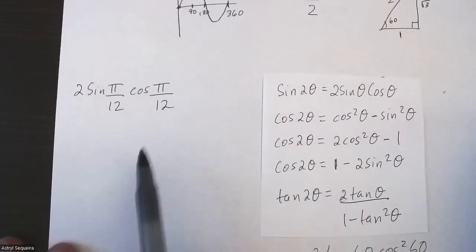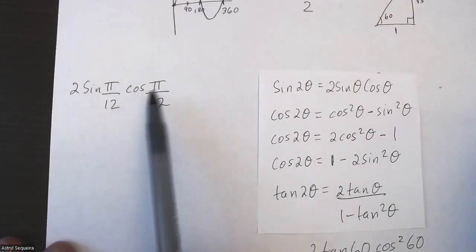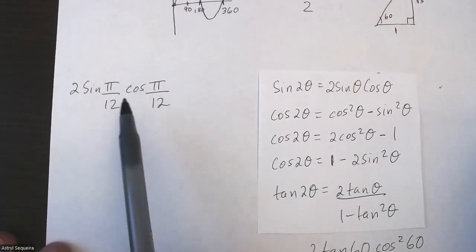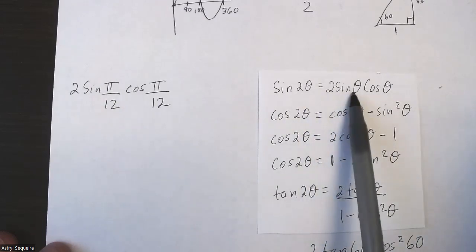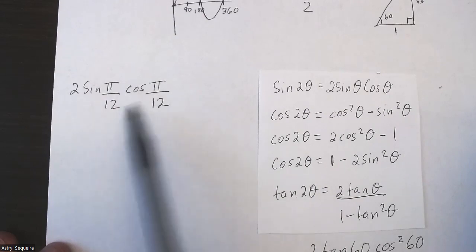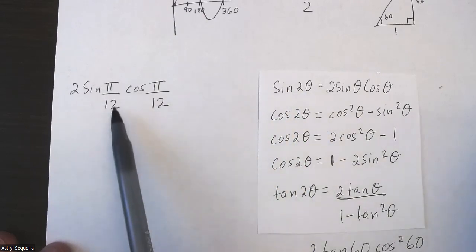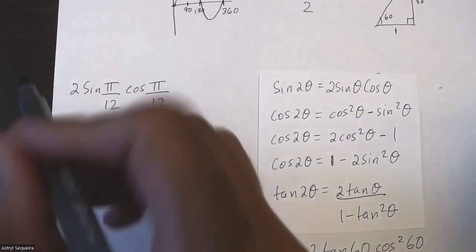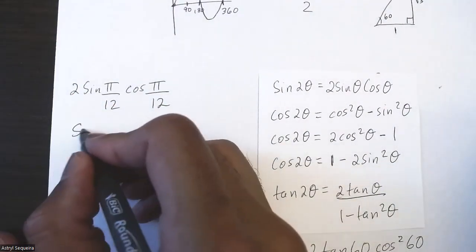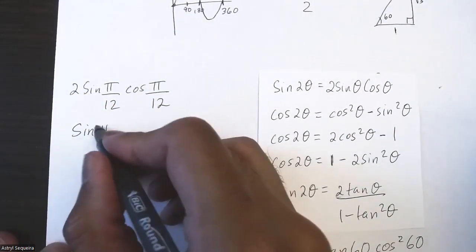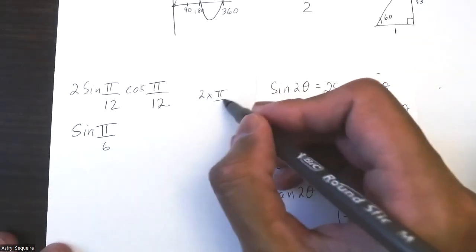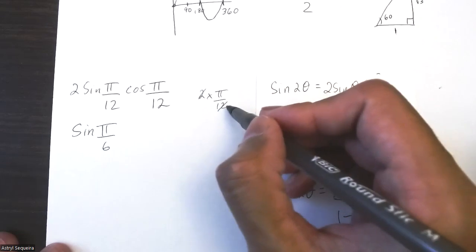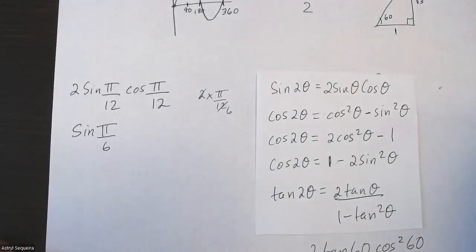We have 2 sine pi over 12 cos pi over 12. So now it's in radians. And it's again the first sine formula. So we know theta is just pi over 12, which means 2 times pi over 12 is going to be pi over 6. I'll show you the calculation on the side here. 2 times pi over 12, this 2 and this just cancels, and you're left with pi over 6.